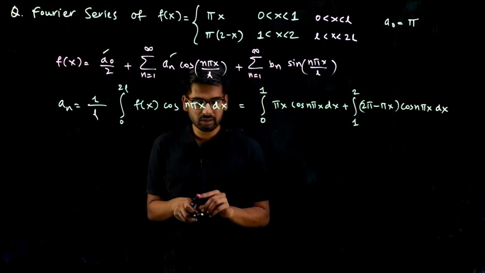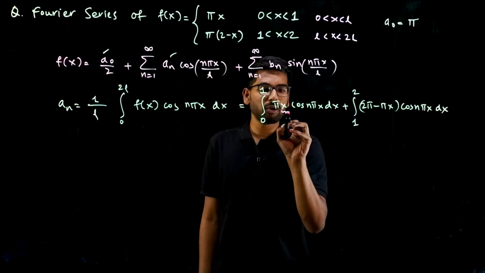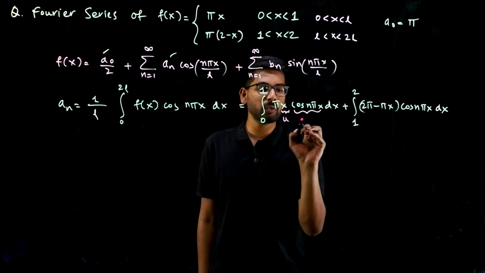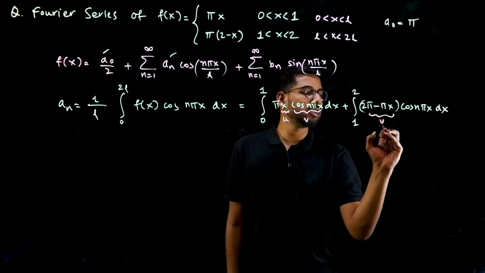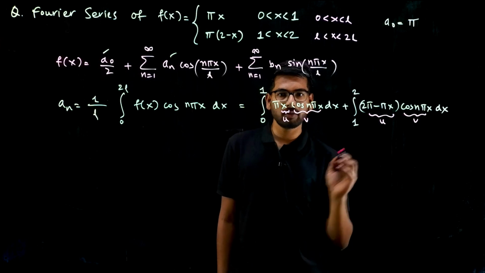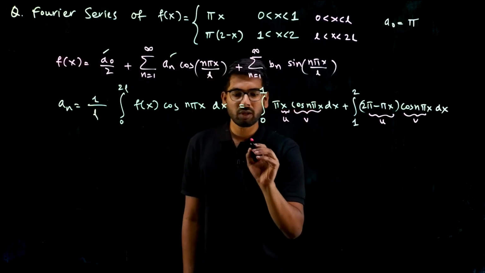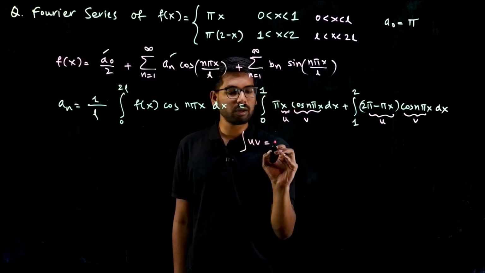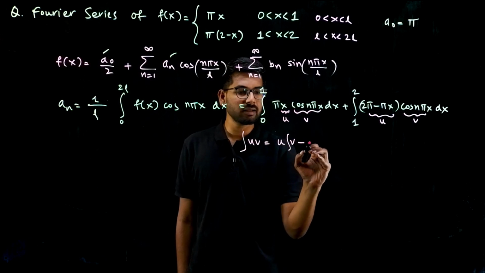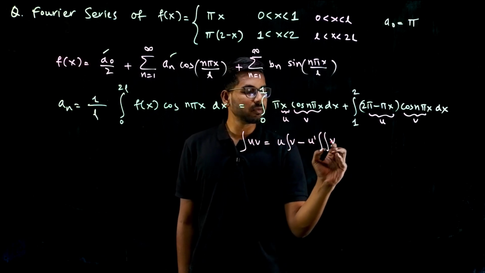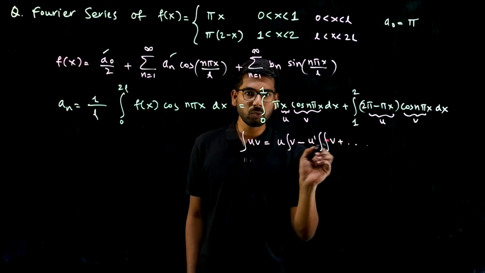Okay, how do we evaluate this? Here we have a polynomial into a trigonometric function, u into v. Here also you have polynomial into trigonometric. This is uv. You have to use the uv rule. What is the uv rule? Integration of uv is equal to u into integration of v, minus u dash into second integral of v, plus u double dash and so on. We just need 2 terms here.